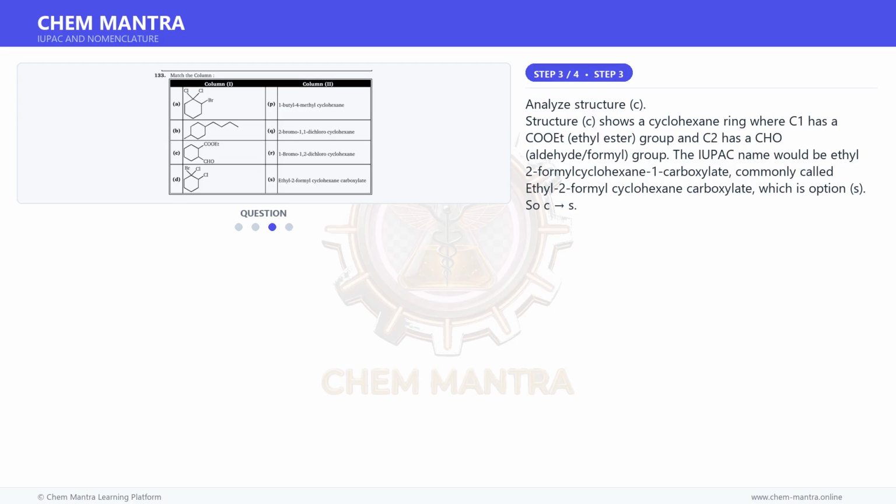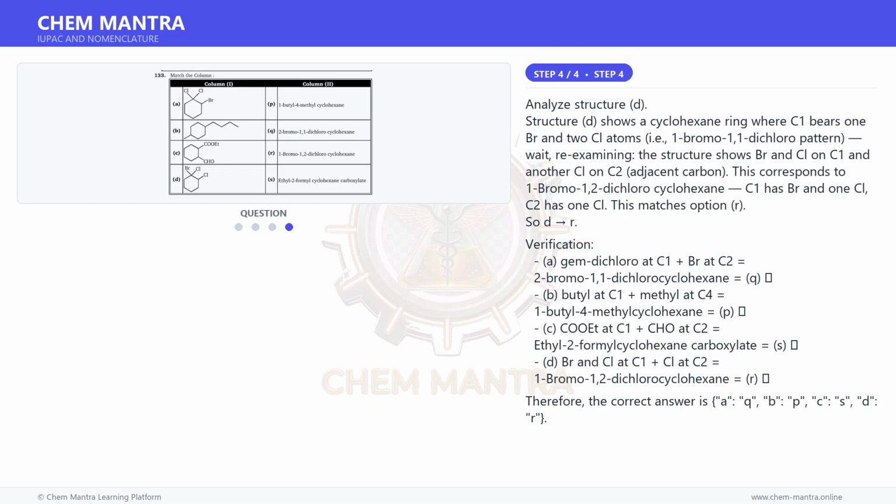Analyze structure C. Structure C shows a cyclohexane ring where C1 has a CO2Et ethyl ester group and C2 has a CHO aldehyde formyl group. The IUPAC name would be ethyl 2-formylcyclohexane-1-carboxylate, commonly called ethyl 2-formylcyclohexane carboxylate, which is option S. So C matches S. And for the final step.